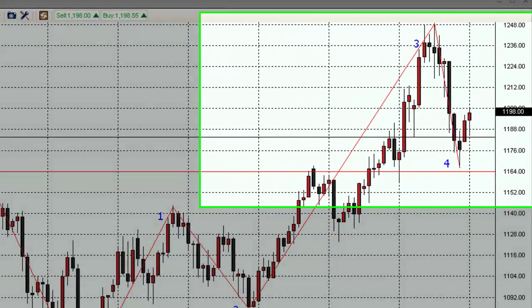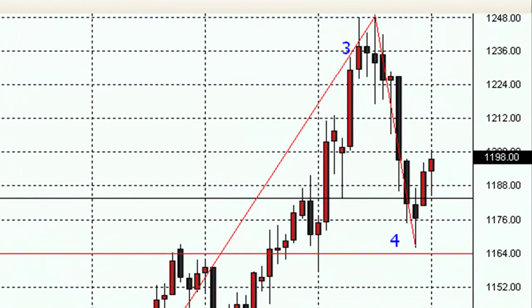As I said, we're currently trading 1198, 1197. It's been as high as around 1200. We have also had a pretty tremendous low around 1185, 1186, somewhere in that area.